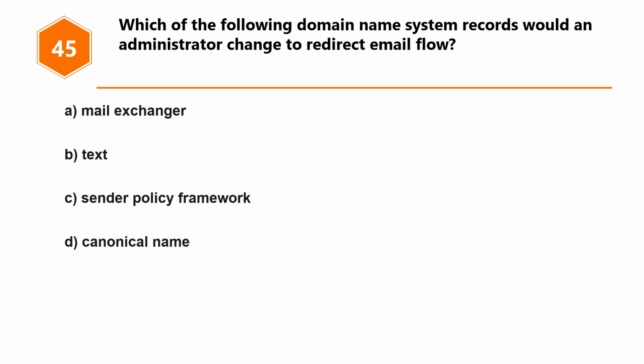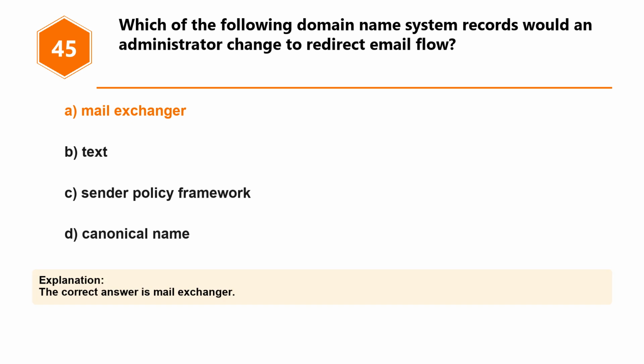Question 45. Which of the following domain name system records would an administrator change to redirect email flow? Option A, Mail Exchanger. Option B, Text. Option C, Sender Policy Framework. Option D, Canonical Name. The correct answer is option A, Mail Exchanger.